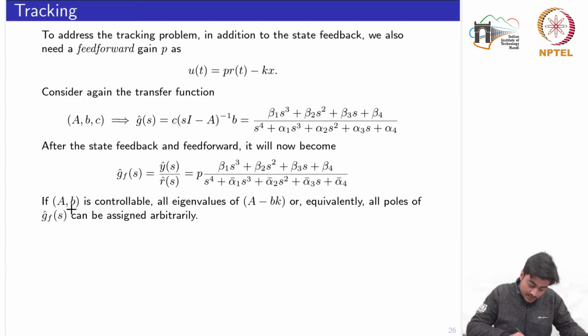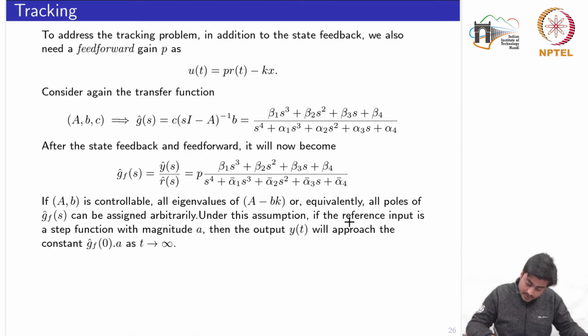So if the original pair A, B is controllable, then all the eigenvalues of the new state matrix, including the state feedback gain, or equivalently all poles of this G hat f, can be assigned arbitrarily. This is one of the results we had studied earlier.